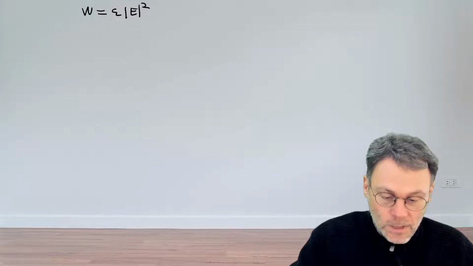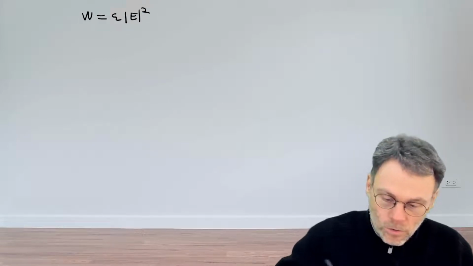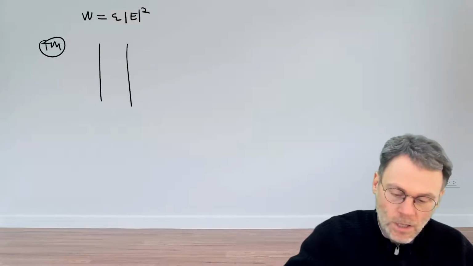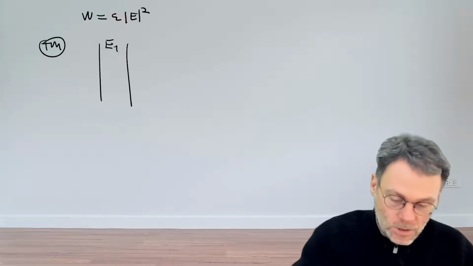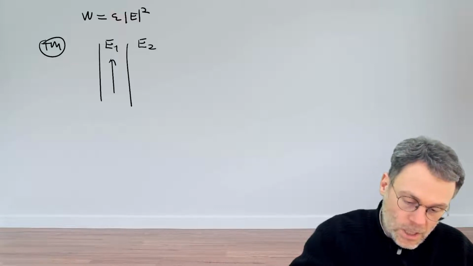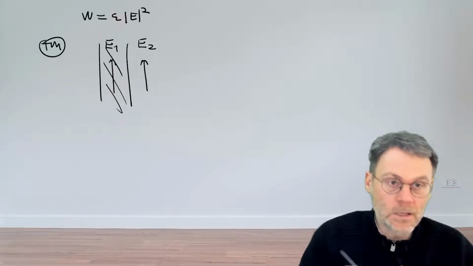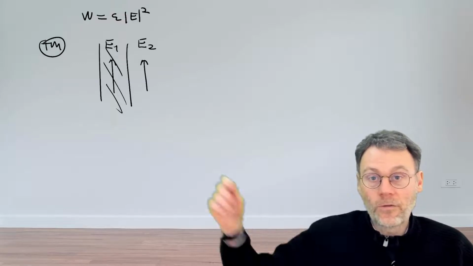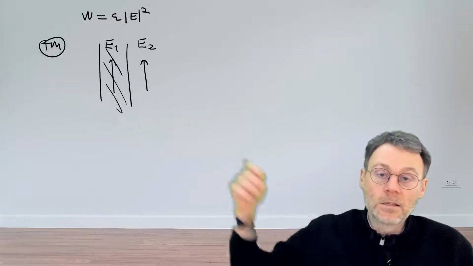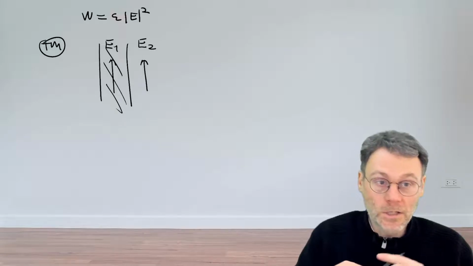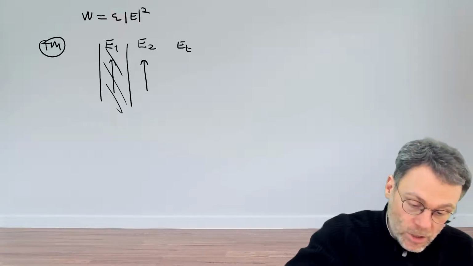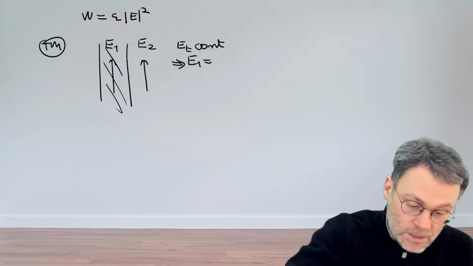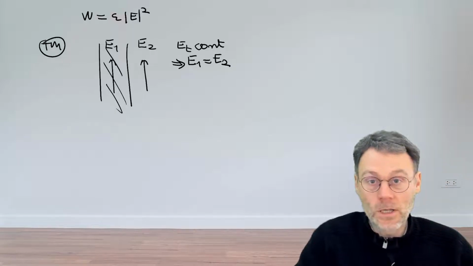Okay, let's do the TM case. Let's redo our drawing. So for TM, we have the following situation. We have the electric field inside the rods, that's E1. And then just on the other side, we have the electric field outside, that's E2. Now we know from basic electromagnetic theory that if you cross an interface, then the tangential part of the electric field is continuous. Now, if the tangential part of the electric field is continuous, that means, translated to our situation, that E1 and E2 are actually the same.